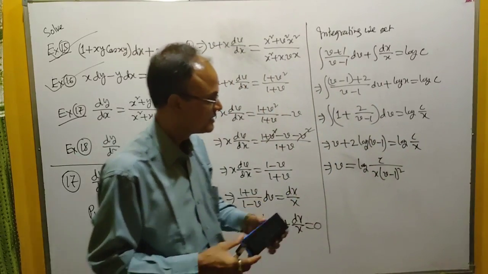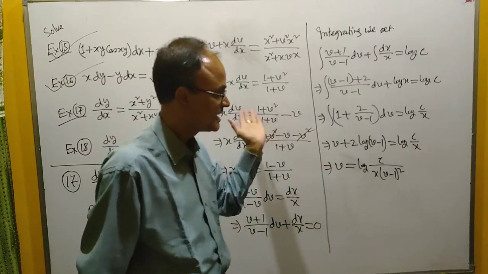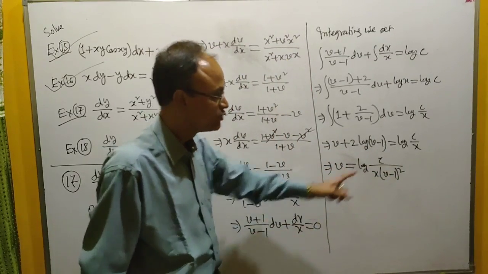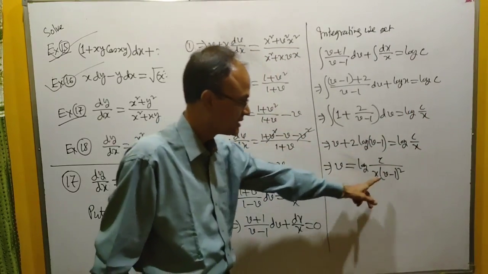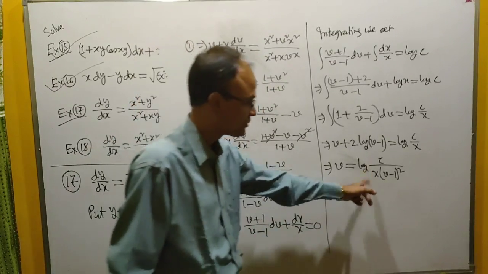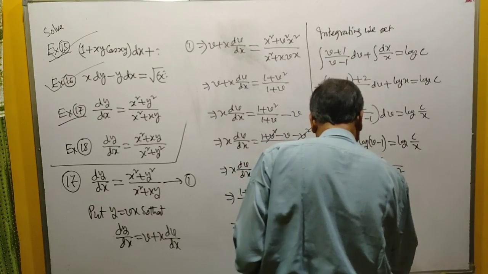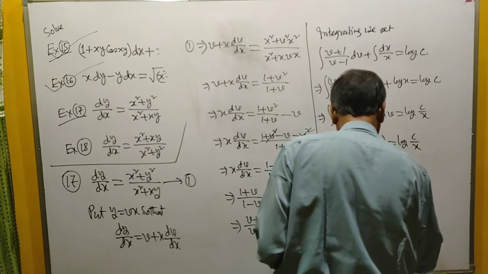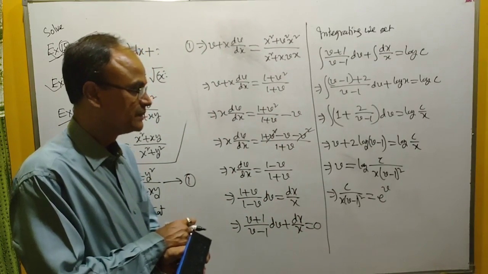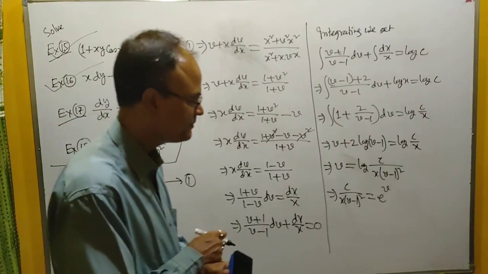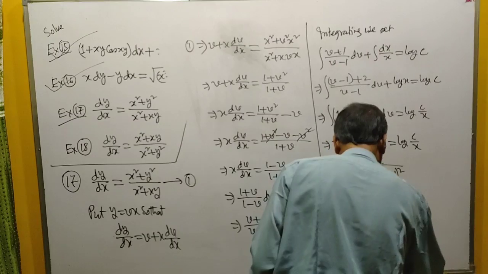You may write 2 times log of (v - 1), which means log of (v - 1) whole square. Take this to the right hand side. It will be minus log of c by x minus log (v - 1) whole square. Therefore, (v - 1) whole square will come in the denominator of this. Or c divided by x into (v - 1) whole square equal to e to the power v. Or you may write c equal to x (v - 1) whole square e to the power v.